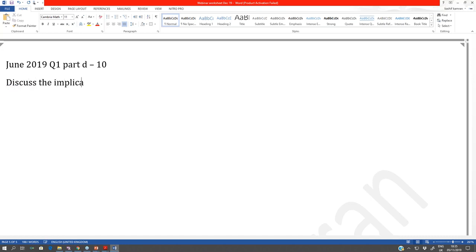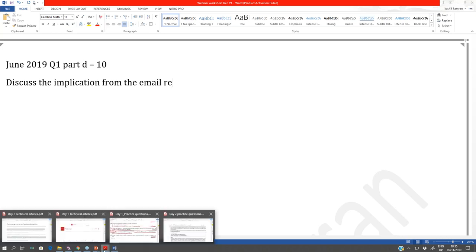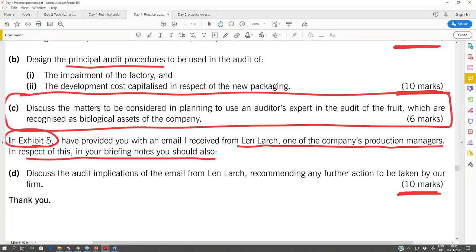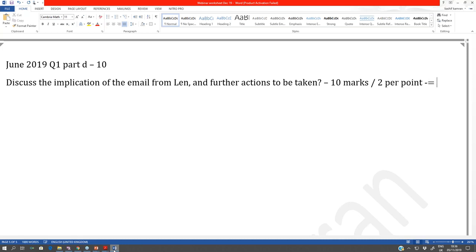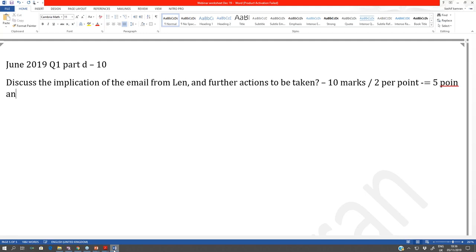Discuss the implication of the email from Len and further actions to be taken. And we have 10 marks for this requirement. Divided by 2 per point, we need to write a 5-point answer. So a 5-point answer giving us 10 marks here.